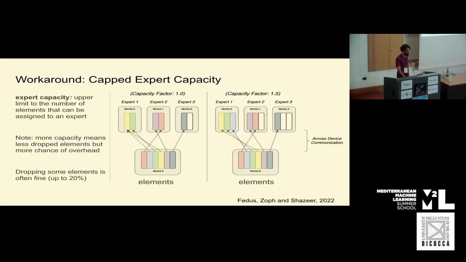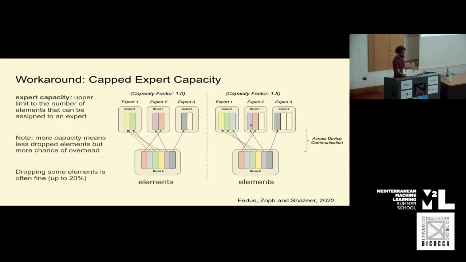So here is an example of how expert capacity works, a diagram. Here you have two cases, a capacity factor of one and a capacity factor of 1.5. You have a batch of six elements and three experts. Because the capacity factor is one, you have two slots per expert. In this case, expert one got three tokens, and since its capacity is two, it needs to drop one element. So it's dropping this blue one. Then expert two has two elements, so it's fine. And expert three has one element, so this white slot represents capacity that was not used.